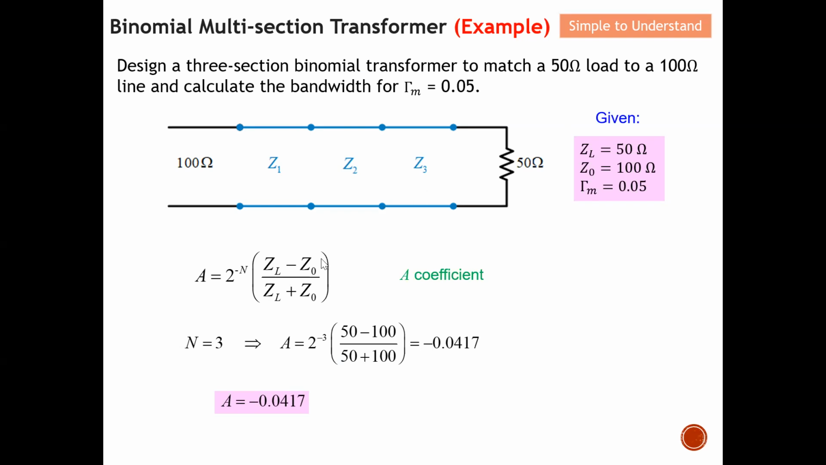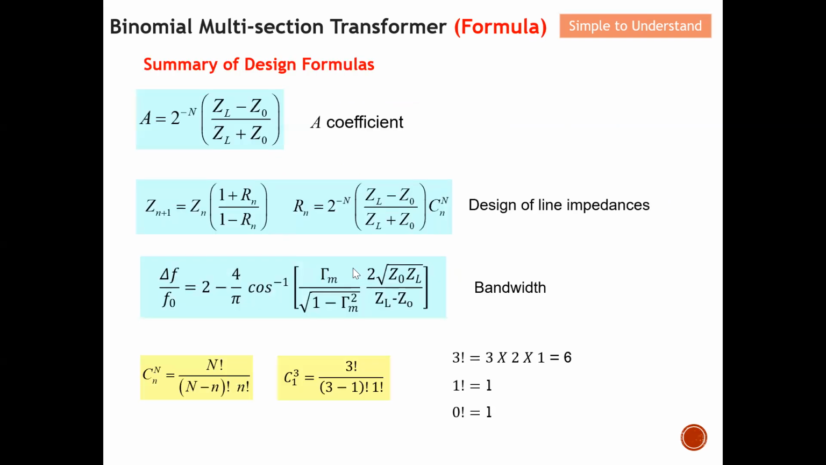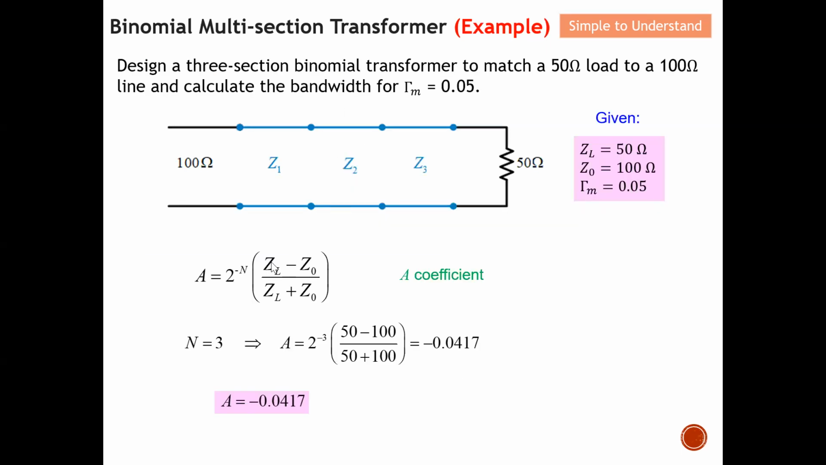Remember the 3 equations that I showed you earlier on. The first equation is to calculate the A coefficient. As I told you, N will be equal to 3, because I have 3 sections of multiple sections. ZL will be equal to the load, which is 50. Z0 will be the transmission line, equal to 100.